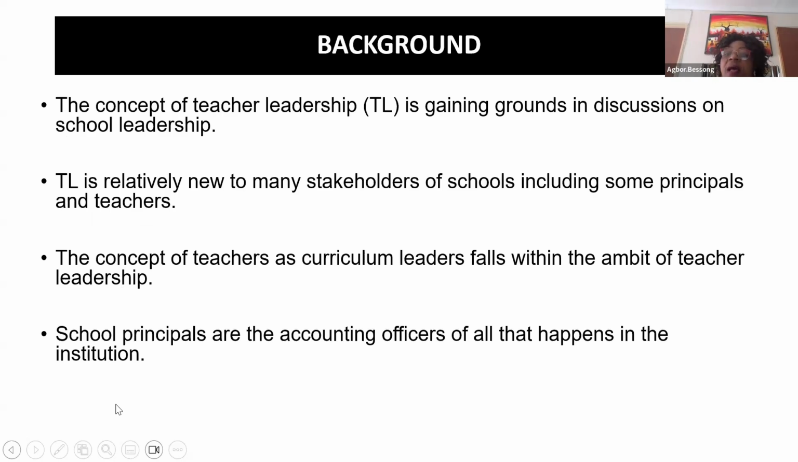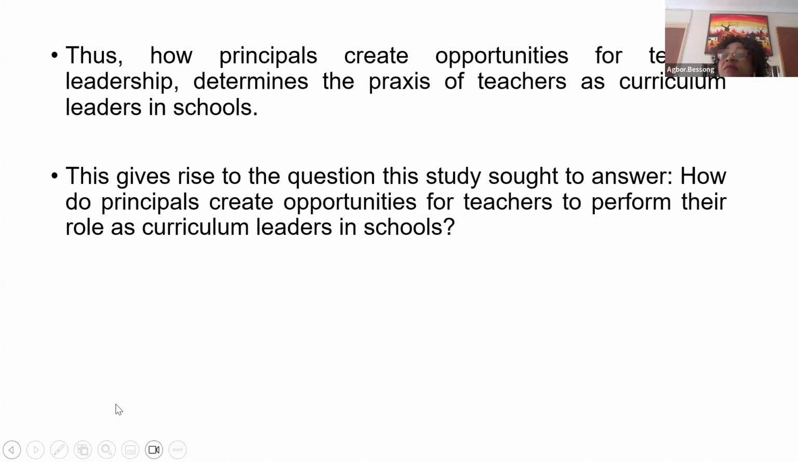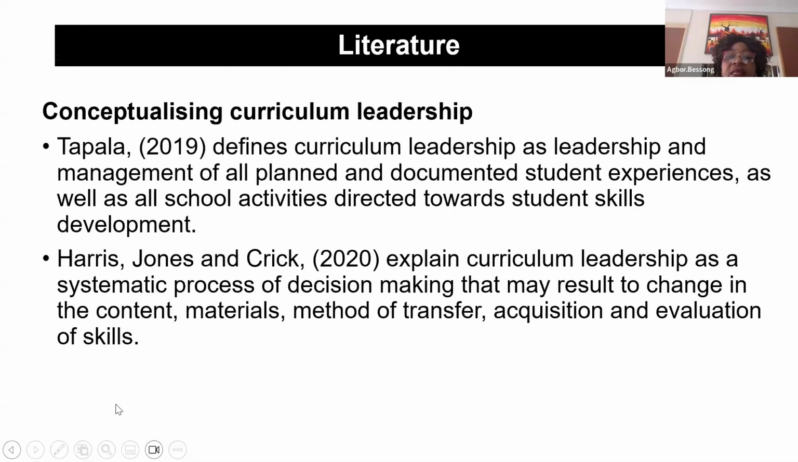School principals are the accounting officers, those responsible to ensure that teachers actually get involved in the practices of leading the curriculum. So the question that this study asked at the time was, how do principals create opportunities for teachers to be involved in curriculum leading activities? The study was conducted with 8 principals from 8 different schools.